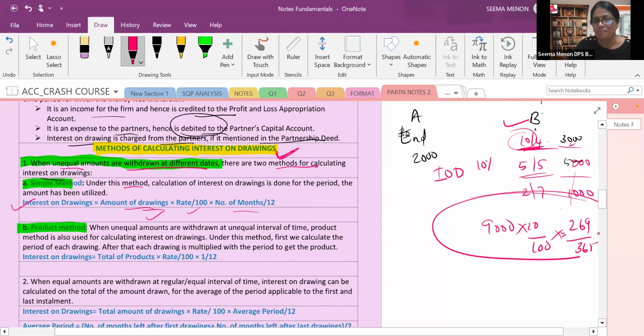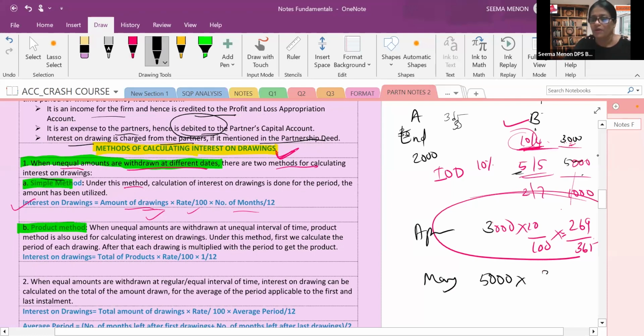Then again for May. We will not take 9000; we will take only April's 3000. Now for May, this is for April. I am discussing it. Now for May, what will you take? 5000. 5000 multiplied by May, how many days? 5 days of May, plus April's 35 days, subtracted from a total of 365.